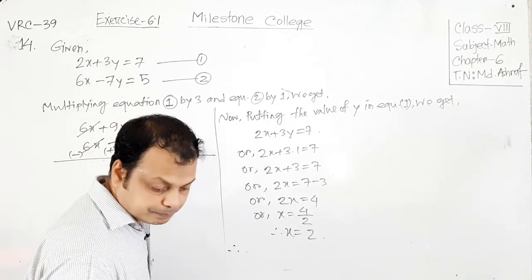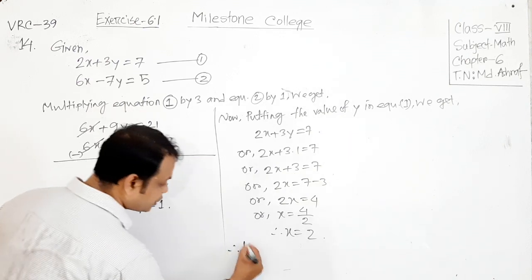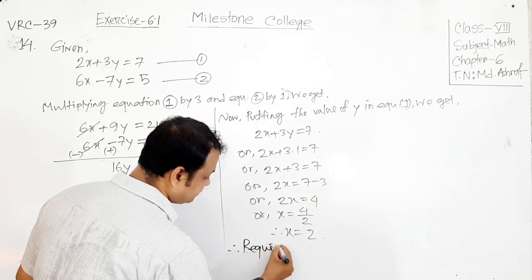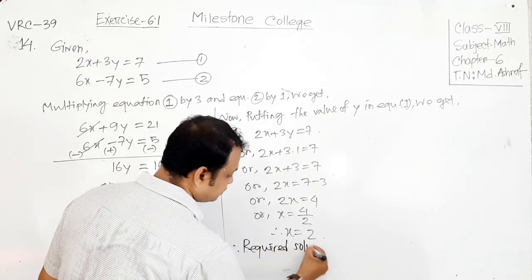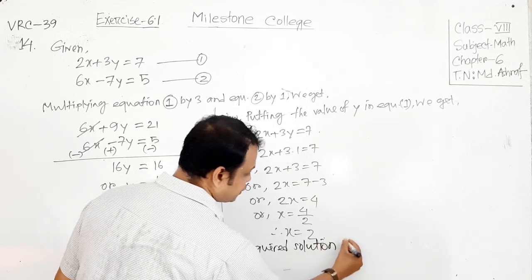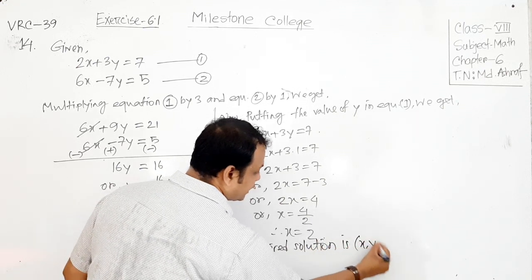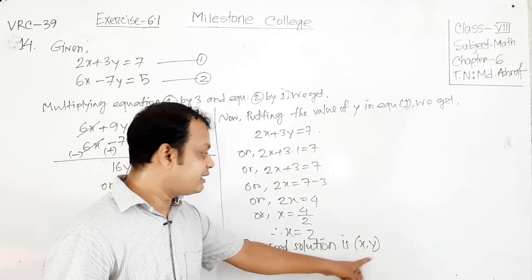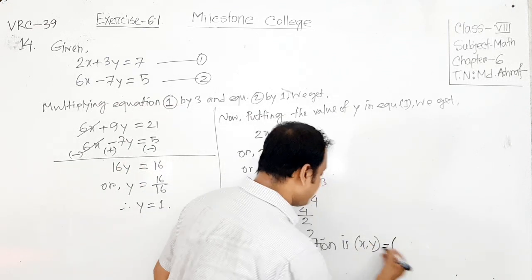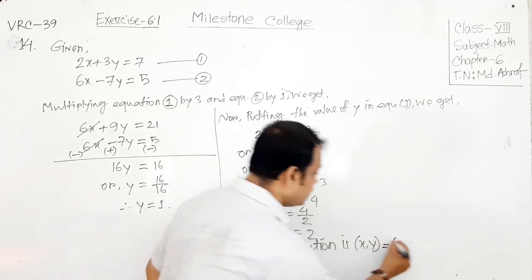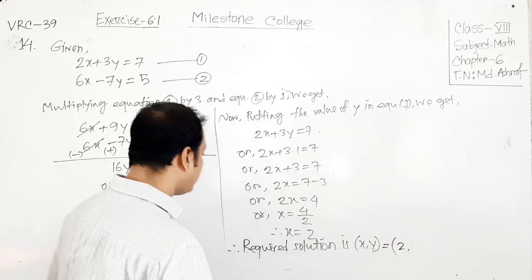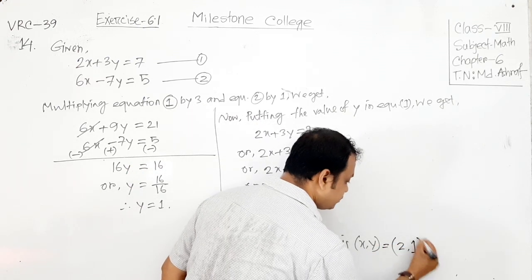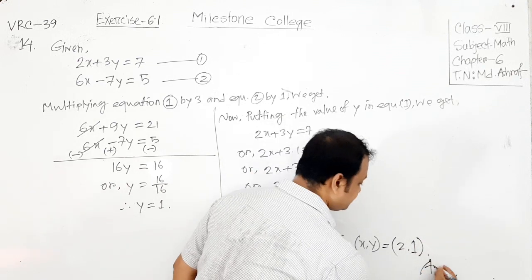Required solution is, therefore required solution is x comma y. So at first, since we have written x first, the value of x will come first. So what is the value of x? It's 2, and the value of y is 1. So write the values one by one. So this is the answer.